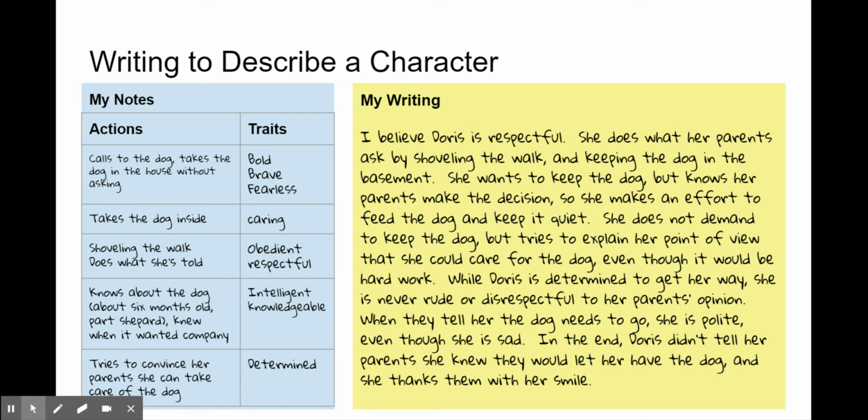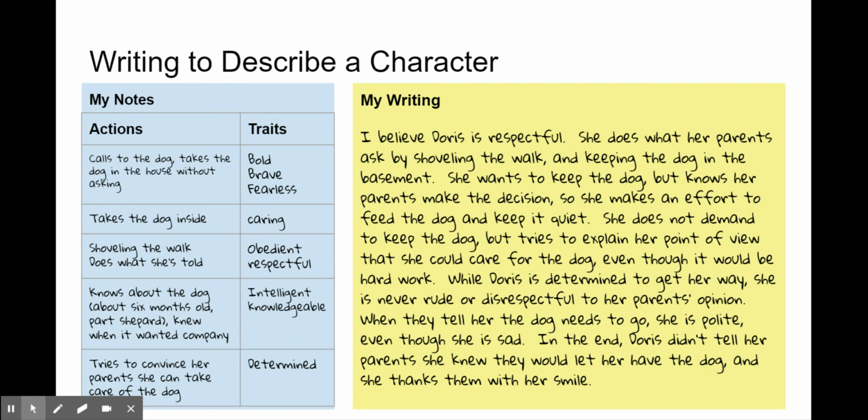While Doris is determined to get her way, she is never rude or disrespectful to her parents' opinion. When they tell her the dog needs to go, she is polite, even though she is sad. In the end, Doris didn't tell her parents she knew they would let her have the dog, and she thanks them with her smile.